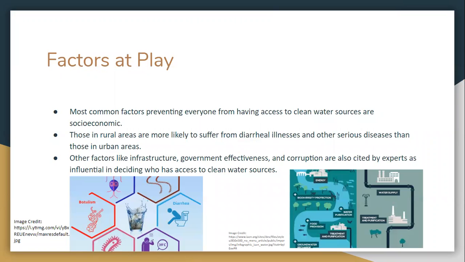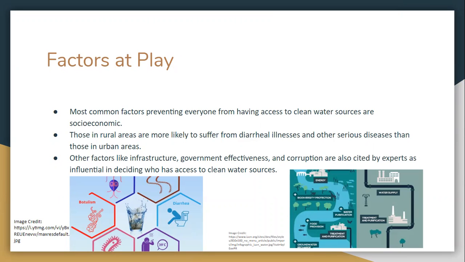So some factors at play affecting access to clean water sources are mostly socioeconomic across the world. One example being that those in rural areas, where they drink contaminated water, are more likely to suffer from diarrheal illnesses, enteropathy, and other serious diseases. And other factors like infrastructure, government effectiveness, and corruption are also cited by experts as influential in determining who has access to clean water sources.